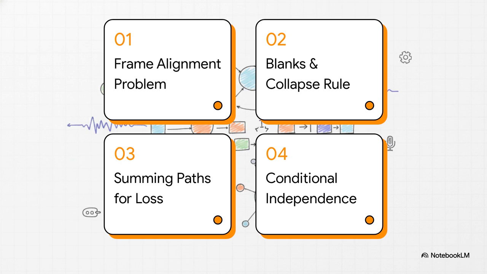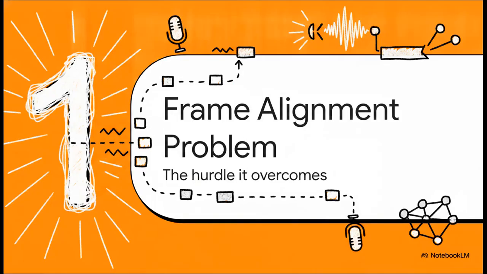Here is our roadmap for today. First, we'll look at the frame alignment problem. Second, blanks and the collapse rule. Third, summing paths for CTC loss. And finally, we'll wrap up with the conditional independence limit. Section 1, the frame alignment problem. This is the big hurdle it overcomes.